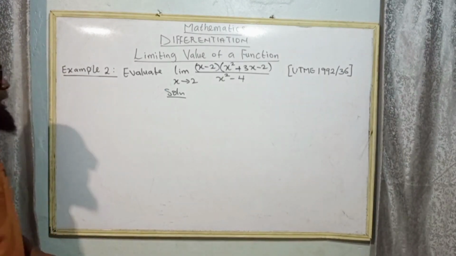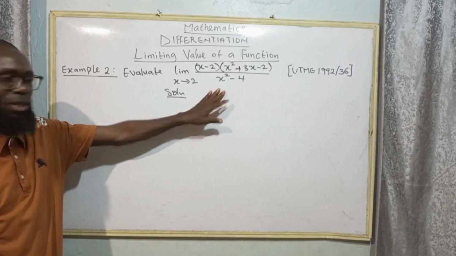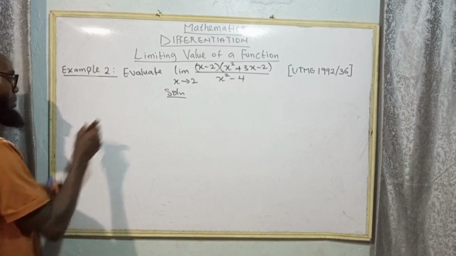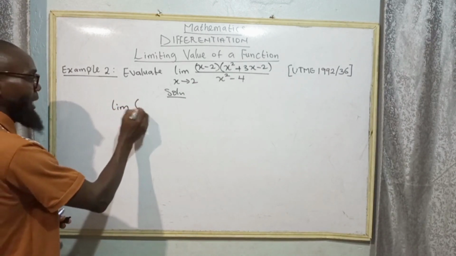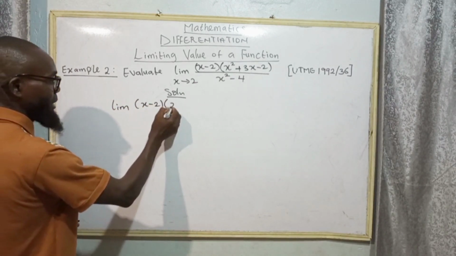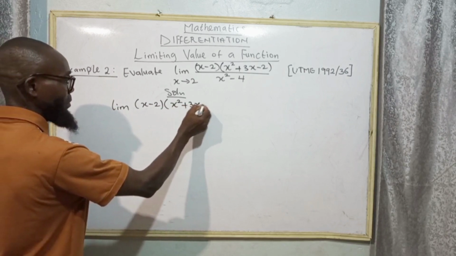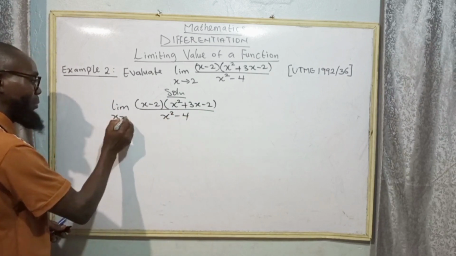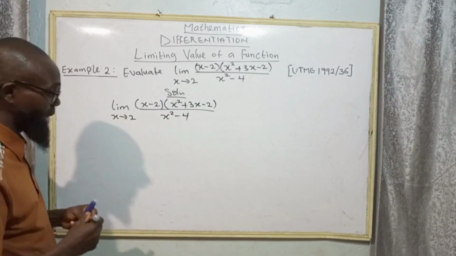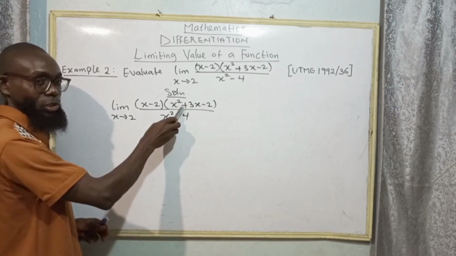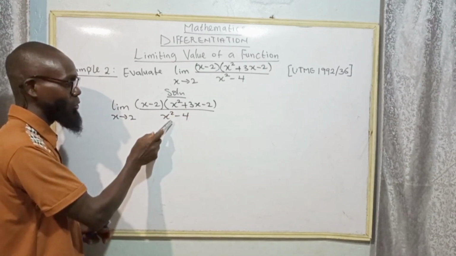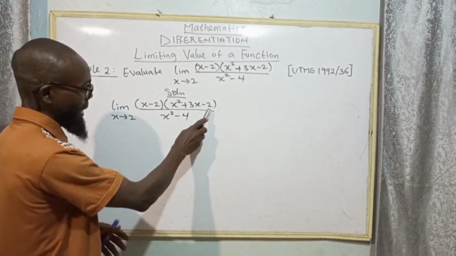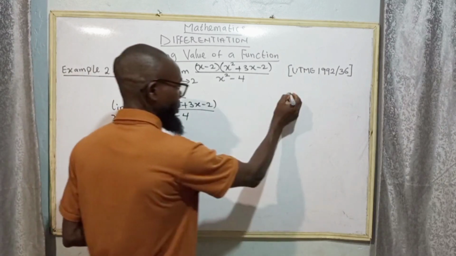Example 2. Evaluate this limit as x approaches 2. So we have limit of x minus 2 in bracket, x squared plus 3x minus 2, divided by x squared minus 4, as x approaches 2. Normally when you look at this, it is a quadratic equation. We have to factorize this. While this one is a difference of two squares. But when you look at this quadratic equation very well, minus 2 multiplied by 1, we are going to have minus 2.